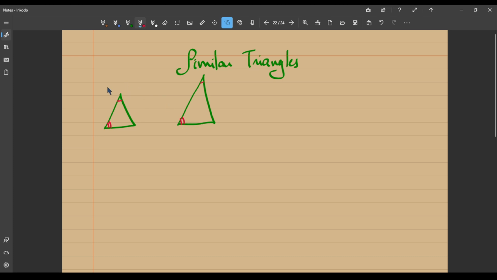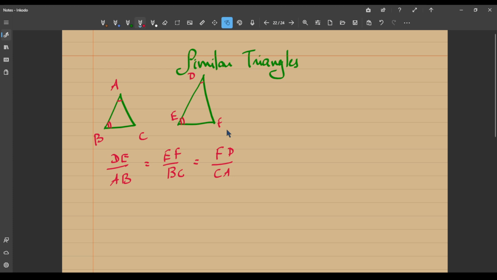We proved that if this triangle was ABC and the scaled up version was DEF, then the ratio DE by AB was equal to EF by BC equal to FD by CA. That is, if the angles were equal, then the sides were also in proportion.